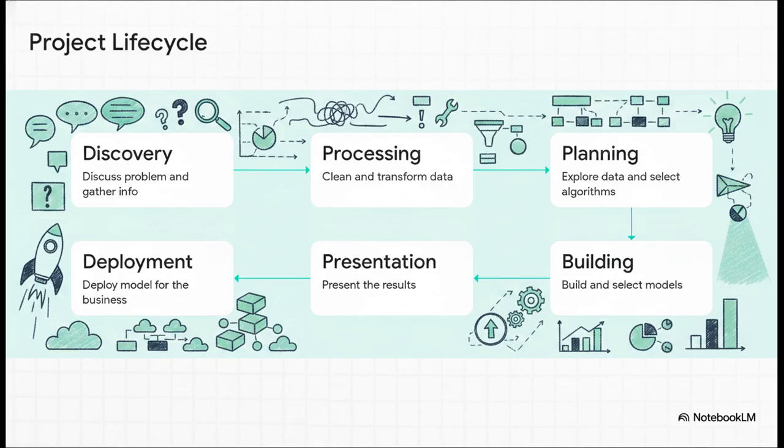Pretty much every successful project follows this exact flow. Number 1, business case and discovery. That's where you sit down with stakeholders to really define the problem. 2, data processing, which we just learned is the longest phase. 3, model planning, where you explore the data and pick your algorithms. 4, model building and selection. 5, presenting your results. And finally, number 6, deploying the model into the real world alongside the operations team.